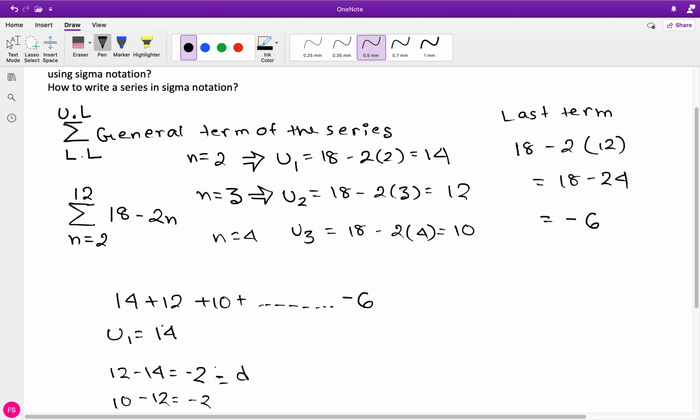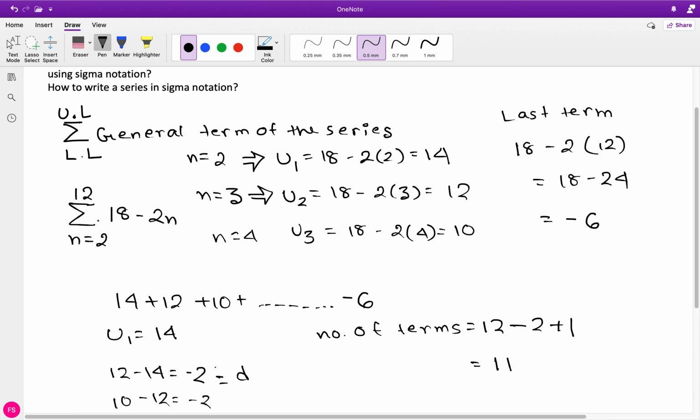Now we need to know the number of terms in this series. Because n started with 2, it didn't start with 1. So if you want to find the number of terms, you need to take the upper limit, which is 12, subtract the lower limit from it, and then add 1. In this case, it's going to be 12 minus 2. That will give you 10. 10 plus 1 will give you 11. That means there are 11 terms in this series.